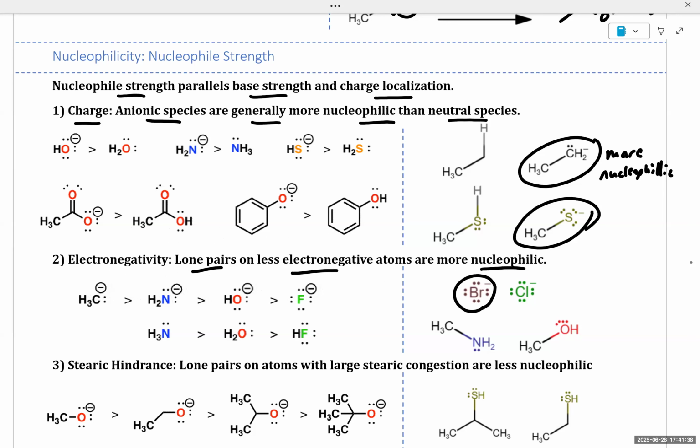For the halides, I would just note that the halides are a bit of a special case, and we'll talk more about them later on. If we had to compare an amine versus an alcohol, because in an amine the nitrogen is less electronegative, this nitrogen atom and this overall molecule is going to be the stronger nucleophile. Again, lone pairs on less electronegative atoms are more nucleophilic.